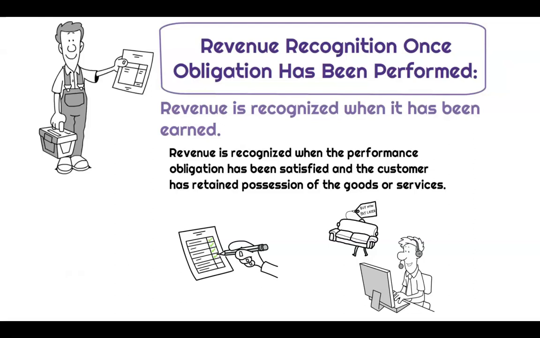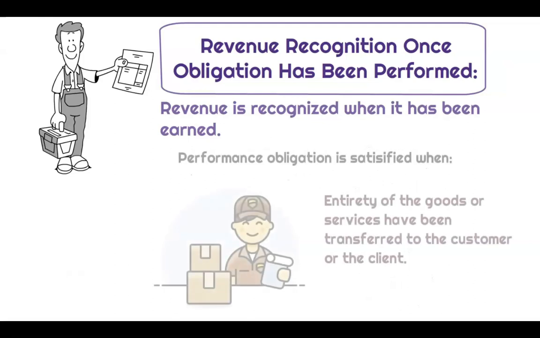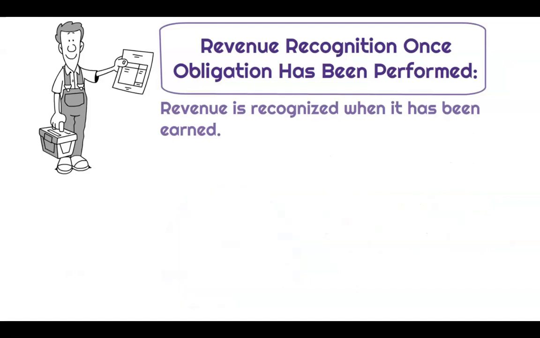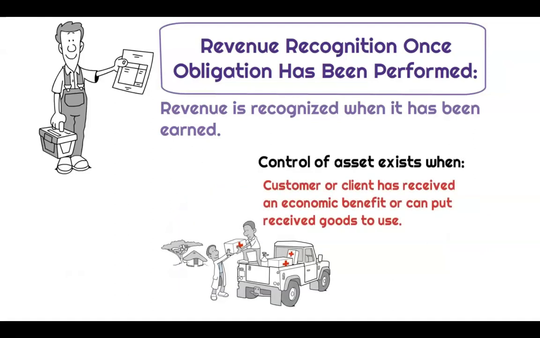So what defines a performance obligation being satisfied? This is going to occur when the entirety of the transaction or the obligation has been transferred to the customer or client. Okay, so it is completely satisfied once the goods are delivered or the services are completed. When it comes to goods or services, they will be considered to have been received once the customer has obtained control of the asset. So the next question I have for you is, how can we determine whether or not control of the asset exists?